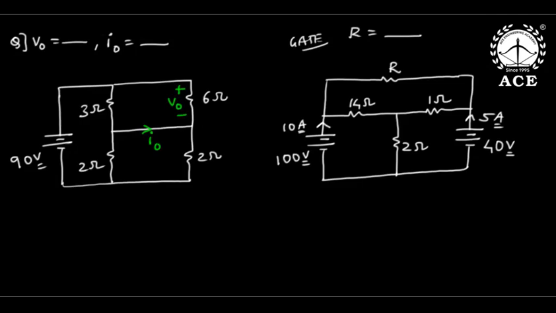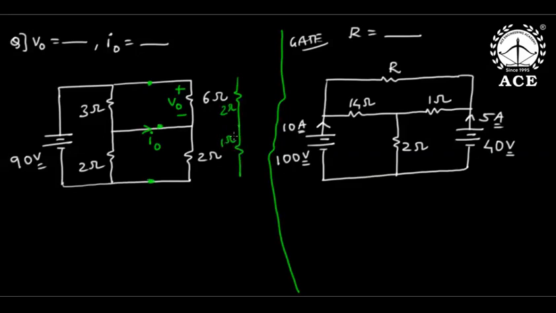Yes, here again, everybody, I need V naught and I naught. See how I will do it, just observe. Now this 3 and 6 are parallel. Between this node and this node, this 3 and 6 are parallel. So 3 and 6 in parallel, I will lump it, becomes 2. And again between this node and this node, 2 parallel, again I will lump it as 1.